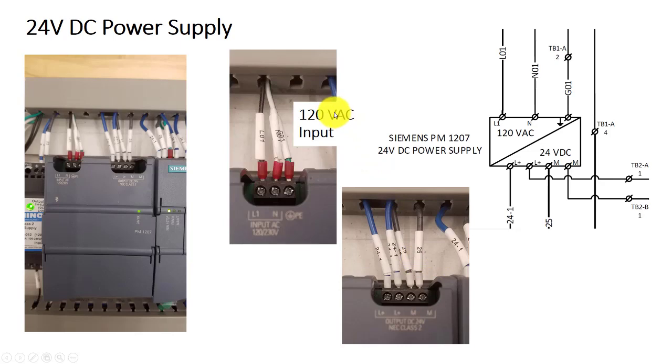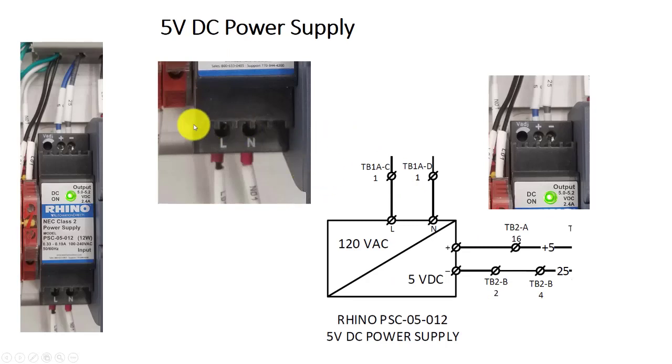So there's the 120 volt AC input, 24 volt DC output. There's also a 5 volt power supply. Now the live and neutral are the wires coming here on the bottom, and the wires coming out the top are 5 volts and 0 volts. So this is the symbol showing the 120 volts connection coming in and 5 volts going out.